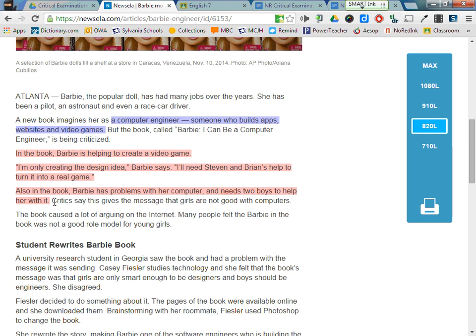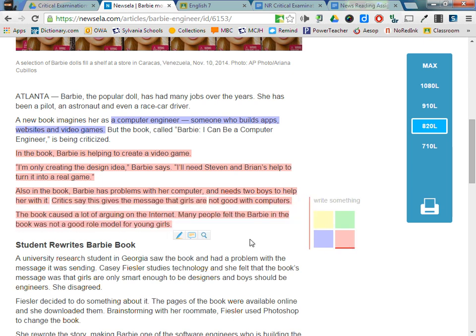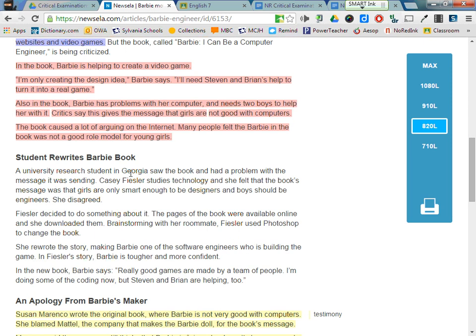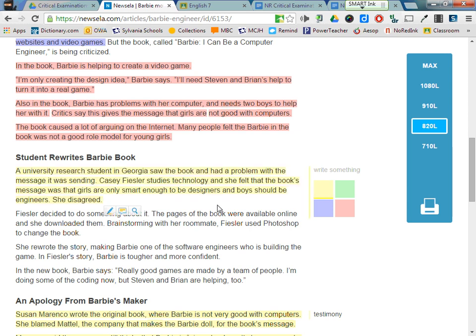How about here? Critics say this gives the message that girls are not good with computers. Book caused a lot of arguing on the internet. That's a research fact. So I'll highlight it in pink. University research student in Georgia saw the book. She disagreed. Feisler decided to do something about it. So first of all, I've got Casey Feisler's opinion. She disagreed. This is something of her testimony. So I'll highlight that in yellow.